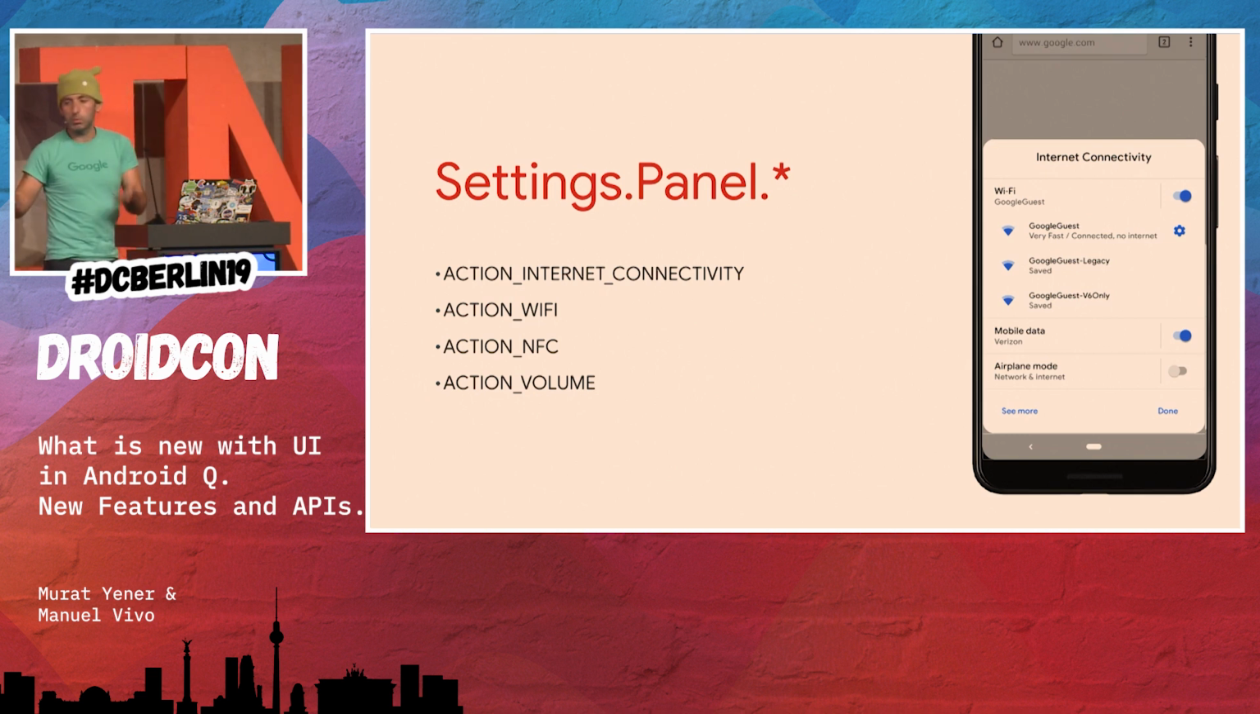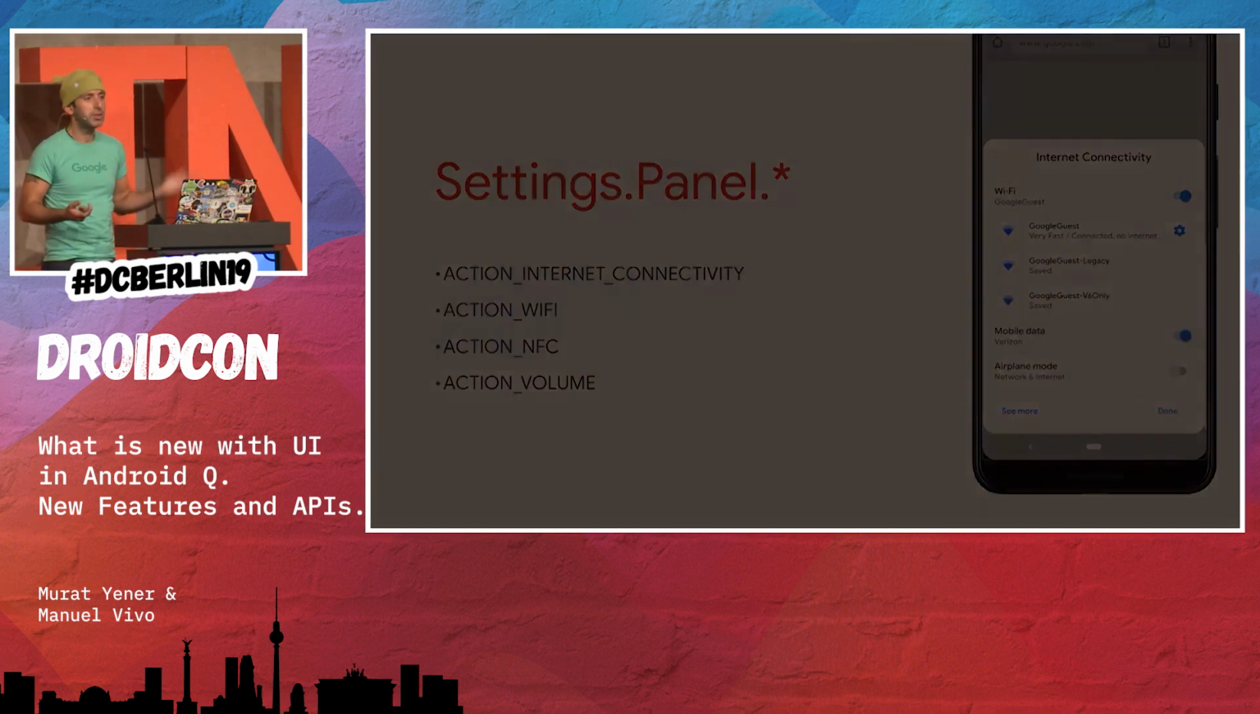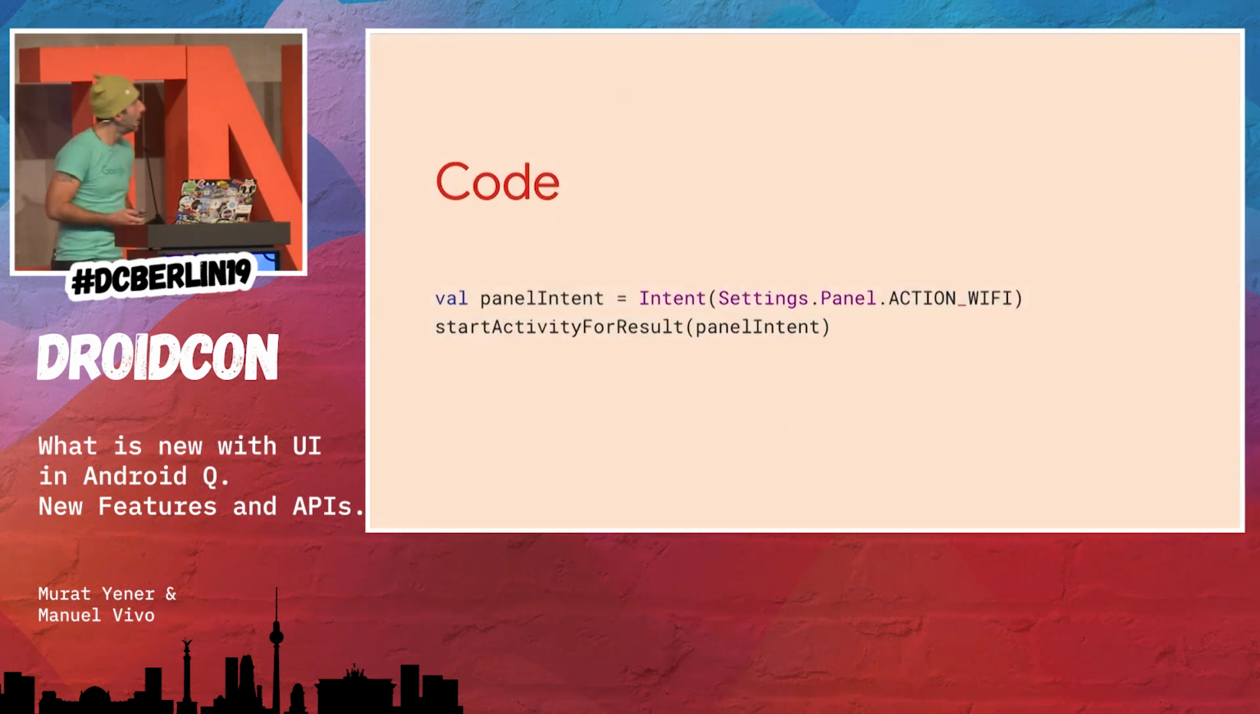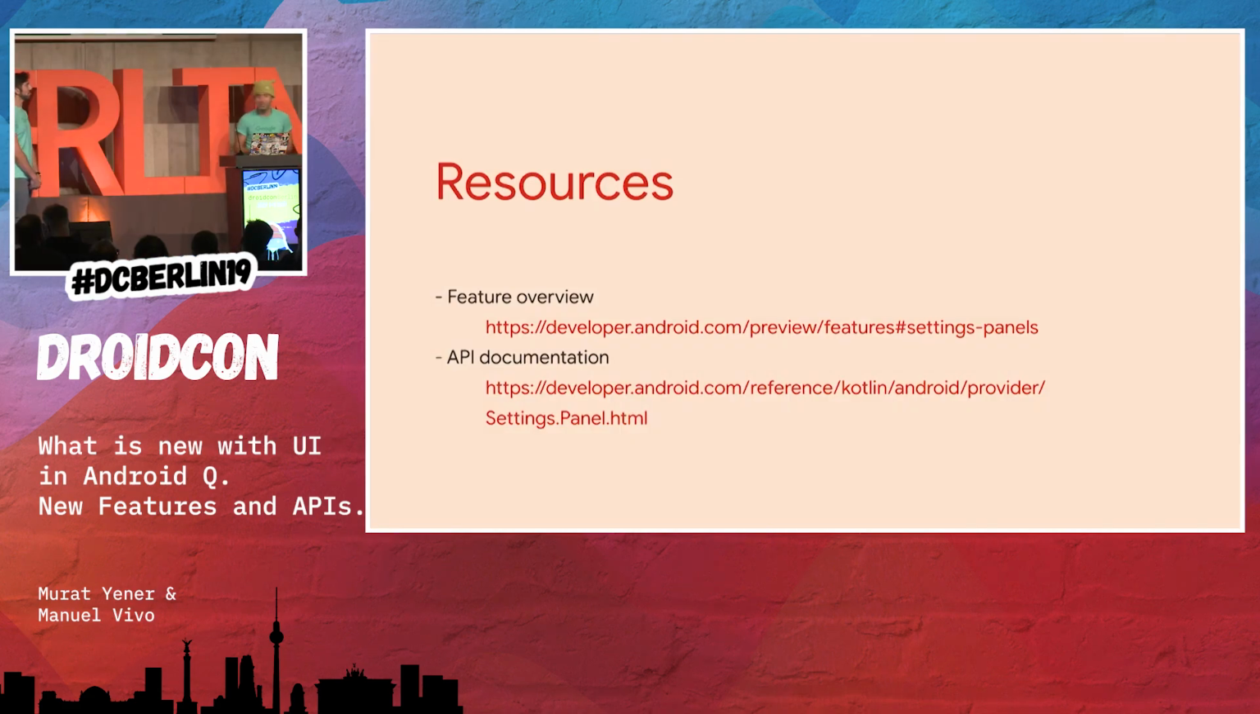And again, I told you this will be super quick because this is the whole code you need to do. You basically create an intent with settings.panel.feature you want to trigger, and then call start activity for result with the intent. That's it? That's it. I keep it simple, man. And these are the reference and API documentation if you need to learn more.